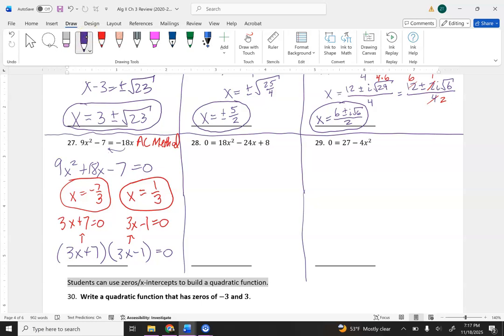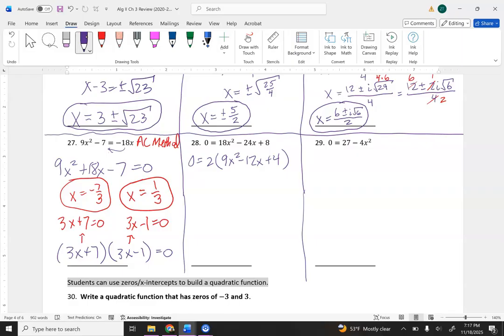All right, number 28. Is there a 0 on one side? Yes, there is. Is there anything in common between these numbers? Yes, there is. We can factor out at least a 2. So let's take that 2 out. That gives us 9x squared minus 12x plus 4.